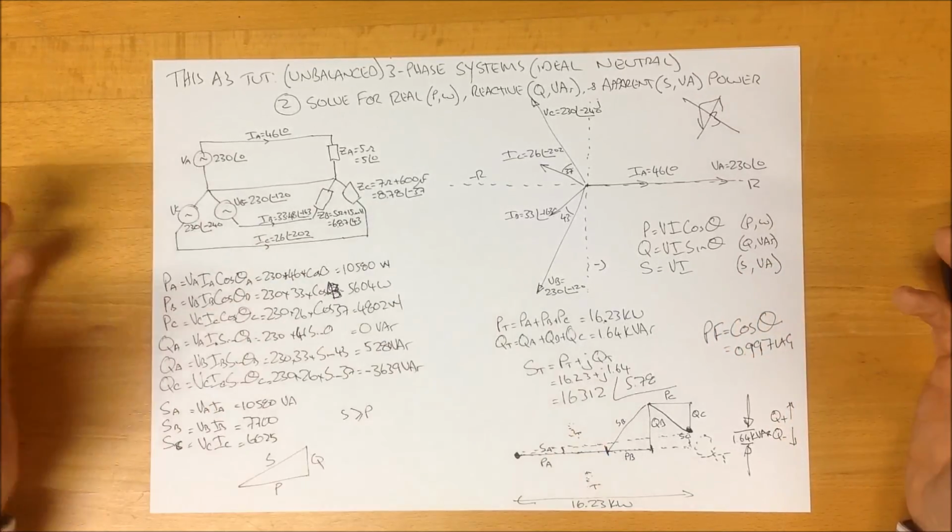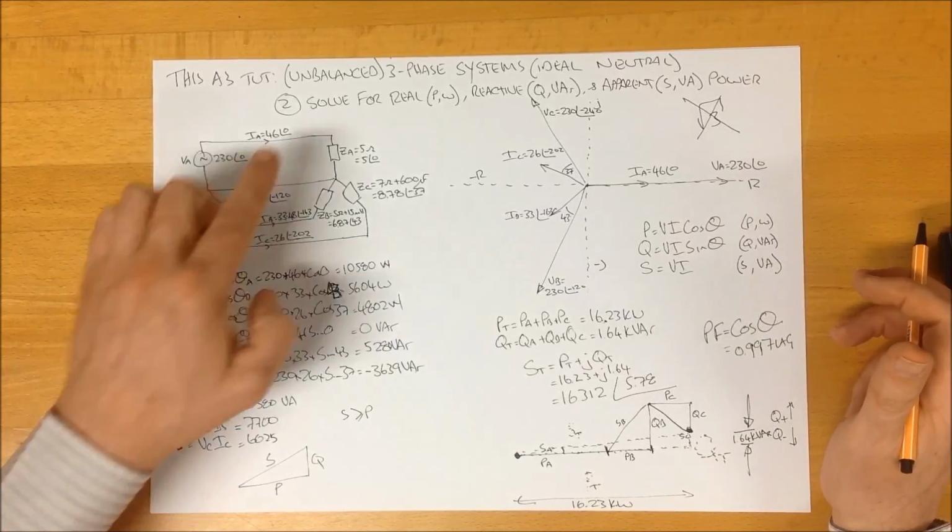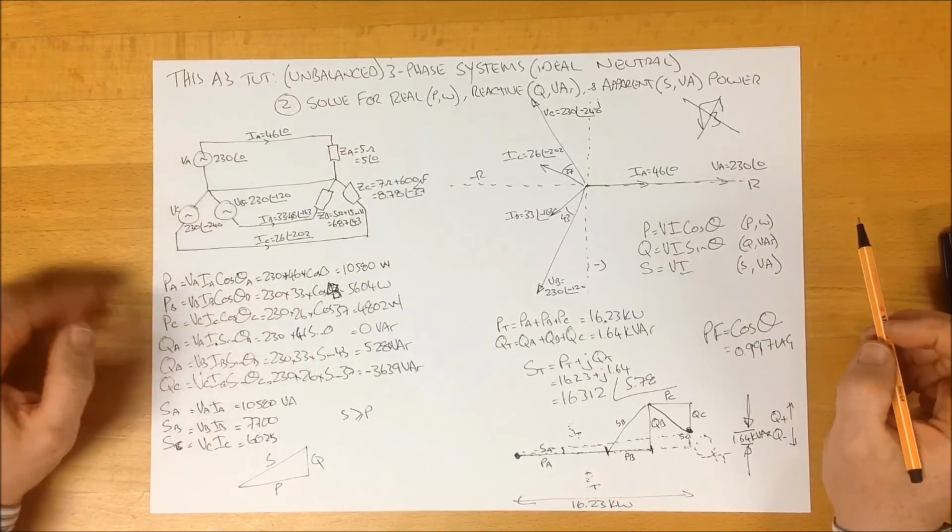At no stage did we use any root 3s in these calculations, because these calculations are correct for an unbalanced system. This is not a balanced system.